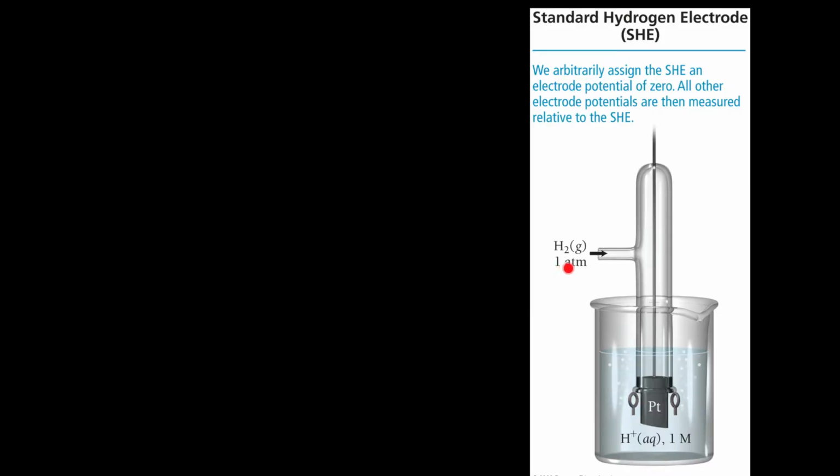We basically bubble in hydrogen gas at a pressure of 1 atmosphere into a solution that's 1 molar in hydrogen ions, like nitric acid. And so the hydrogen ions and the hydrogen gas can undergo a redox reaction. We normally have an inert surface like platinum to act as an electrode. Remember, we can't hook up a wire to a gas or to a liquid, so we've always got to use a piece of metal. So we use platinum, a very inert electrode, to do this.